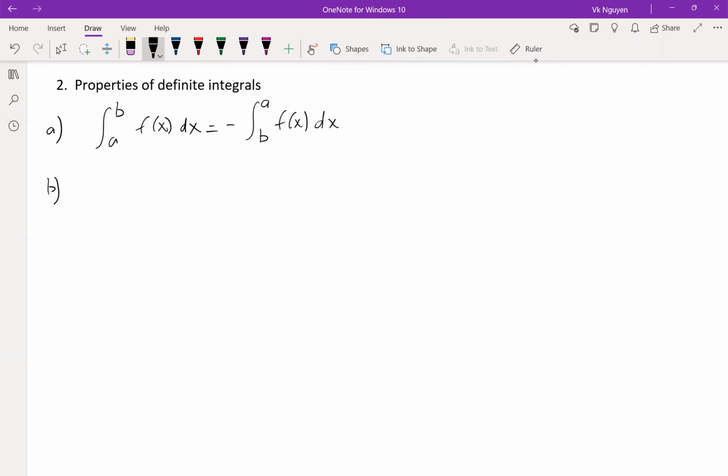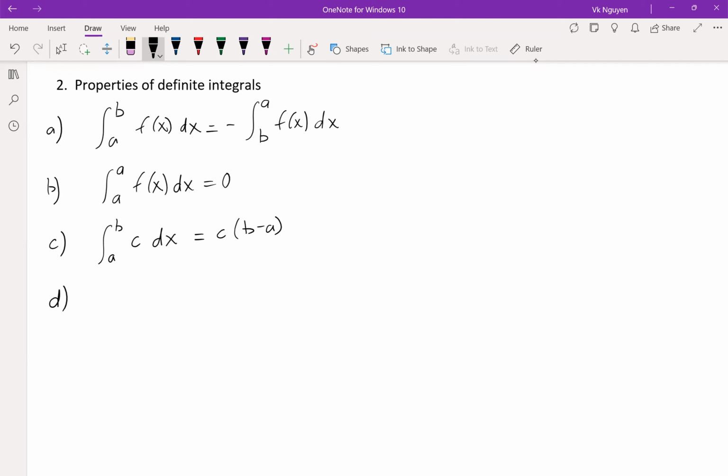Second one, the integral from the same number to the same number would be 0. Third one, the integral from a to b of a constant c dx. Remember, the integral is the area, the function is a constant function, so the area is just going to be length times width, right? c times (b minus a).